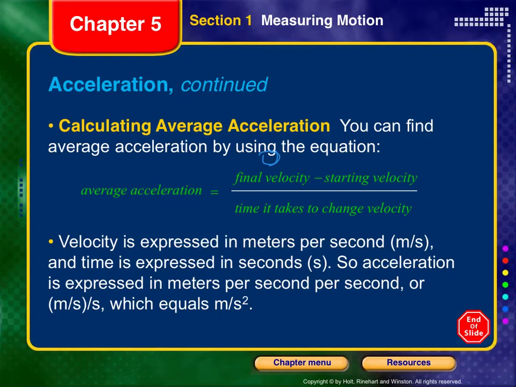We're going to use meters per second for velocity. Acceleration is meters per second divided by seconds, which actually equals meters per second squared. Don't be totally confused by that. We'll practice it, but just remember that this is the unit for acceleration.